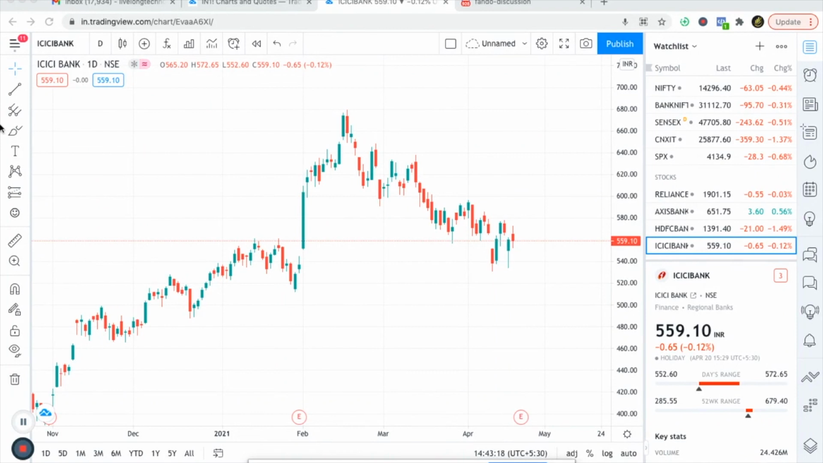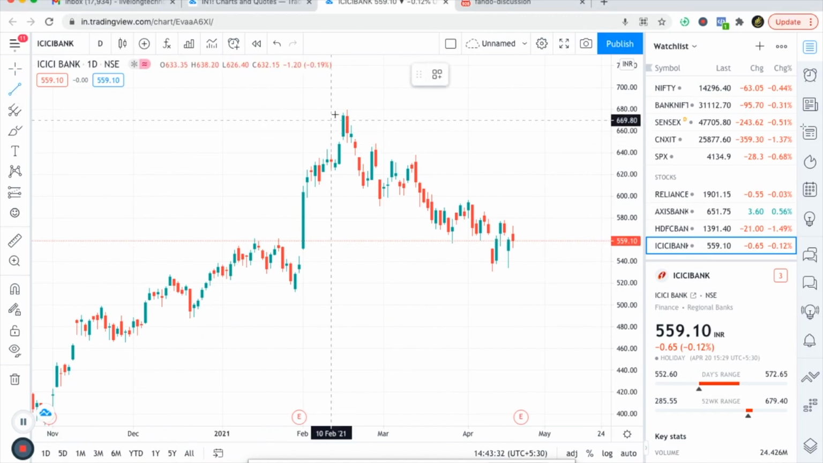So this is the 1 day time frame. In the 1 day time frame, when I'm looking at the chart of ICICI, it looks like it's in a bearish trend. So we'll do a top down analysis now. Next, what I can do.